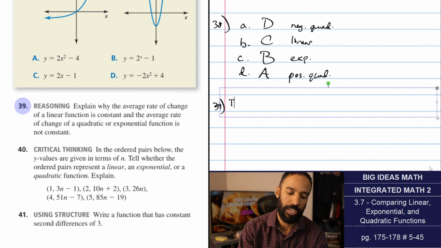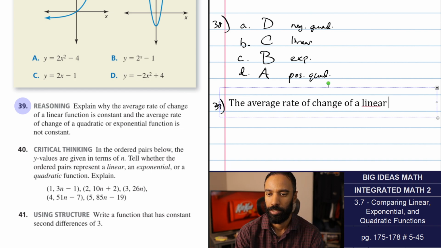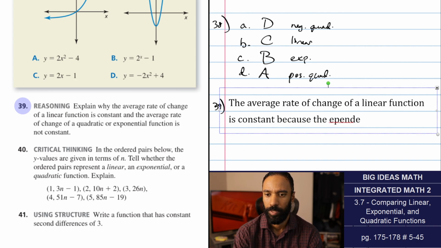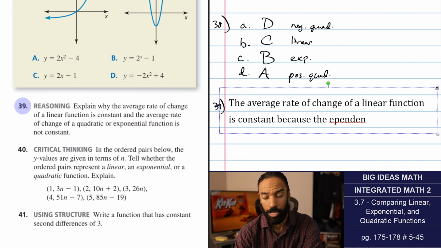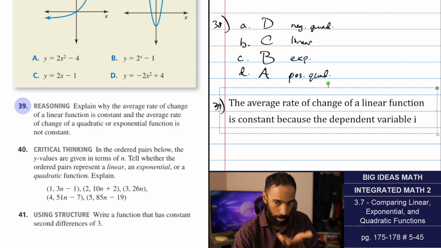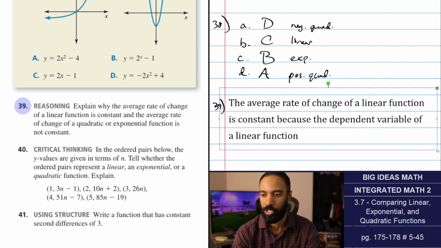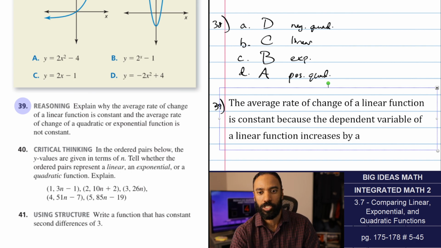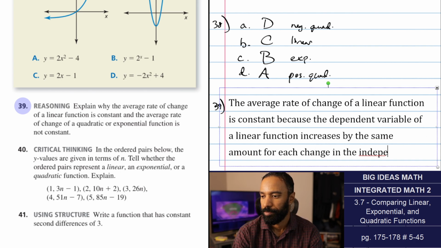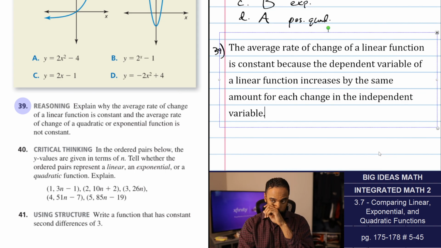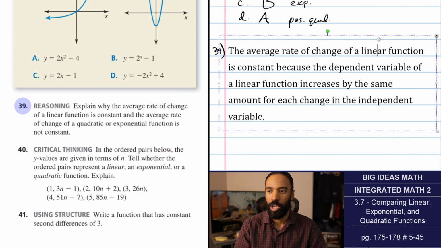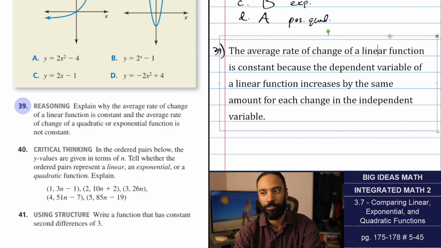So I could say the average rate of change of a linear function is constant because the dependent variable of a linear function increases by the same amount for each change in the independent variable. So it's just a constant increase each time. I go up 3, I go over 1. I go up 3, I go over 1. Each time it's that consecutive amount. So linear functions have that constant increase. Whereas the dependent variables on the other ones change by a different amount and more so each time.